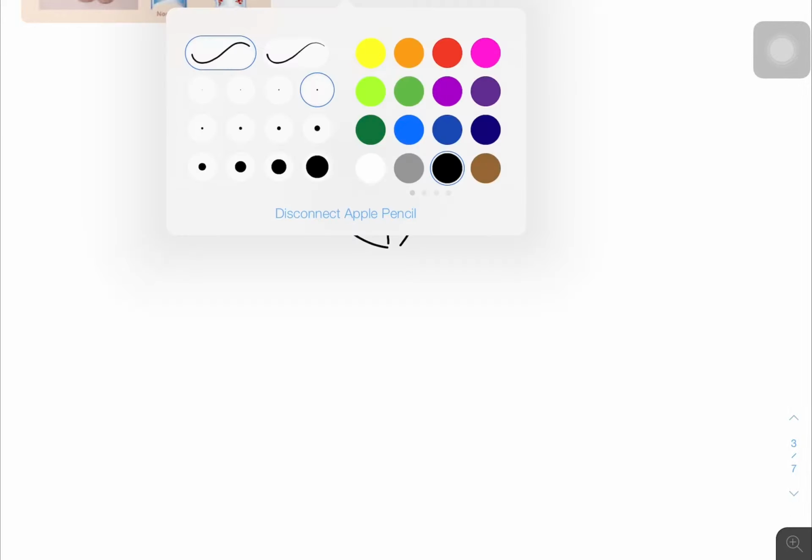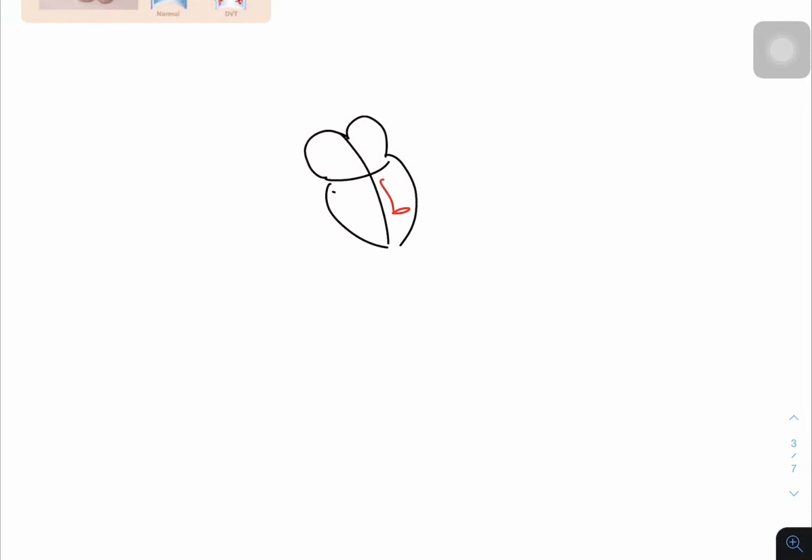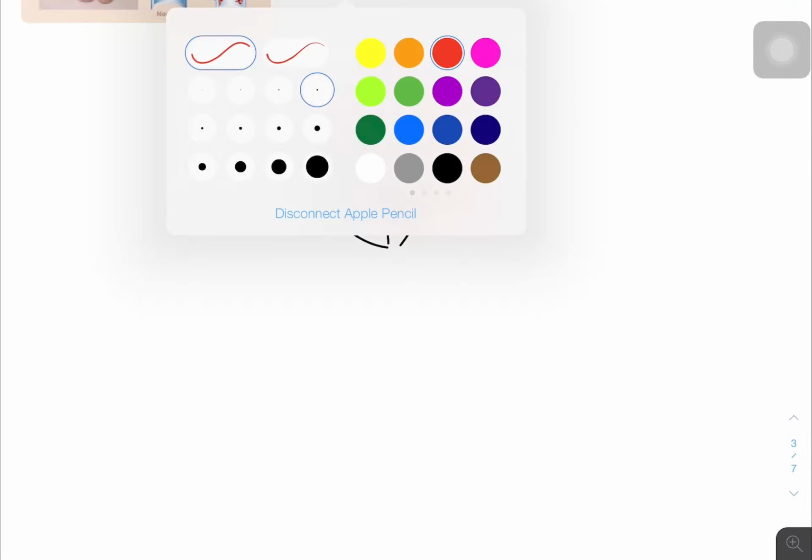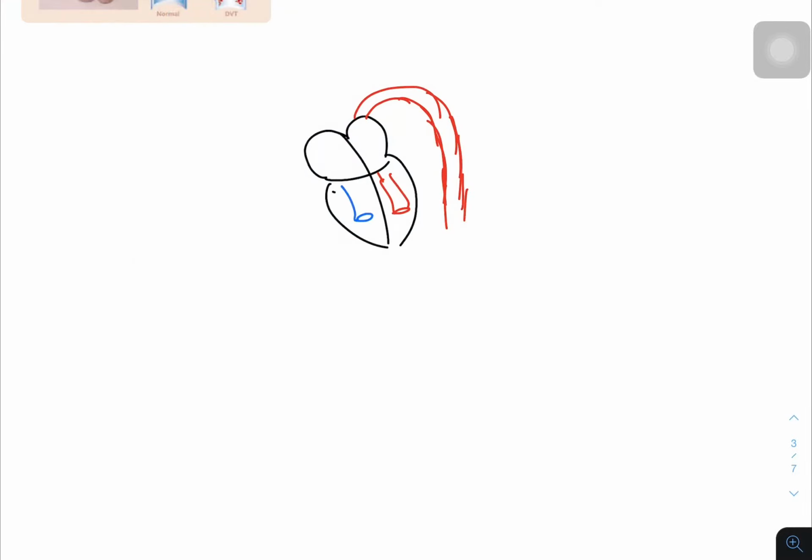For example, let us take this, this is your heart, right? And as all of my students know, from the left ventricle you have got the aorta, not the pulmonary artery, and from the right ventricle you have got the pulmonary artery and not the aorta.